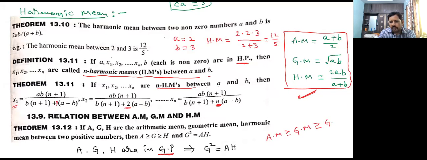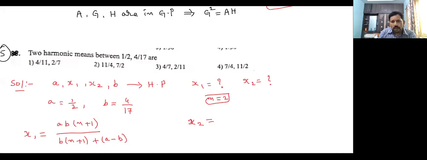Either in Mains or Advanced, every year they give one question on this relation between arithmetic mean, geometric mean, and harmonic mean. A, G, H are in GP, so G square is equal to AH. x2 is equal to AB into (n plus 1) divided by B into (n plus 1) plus 2 into (A minus B).